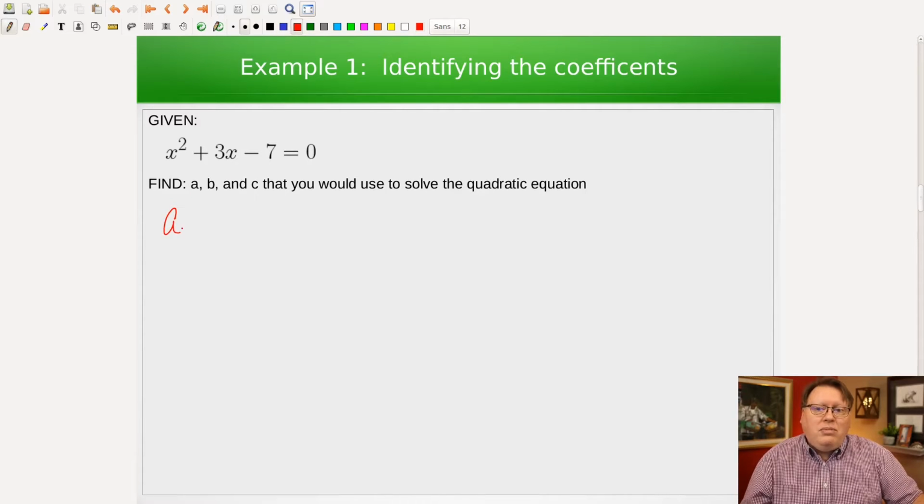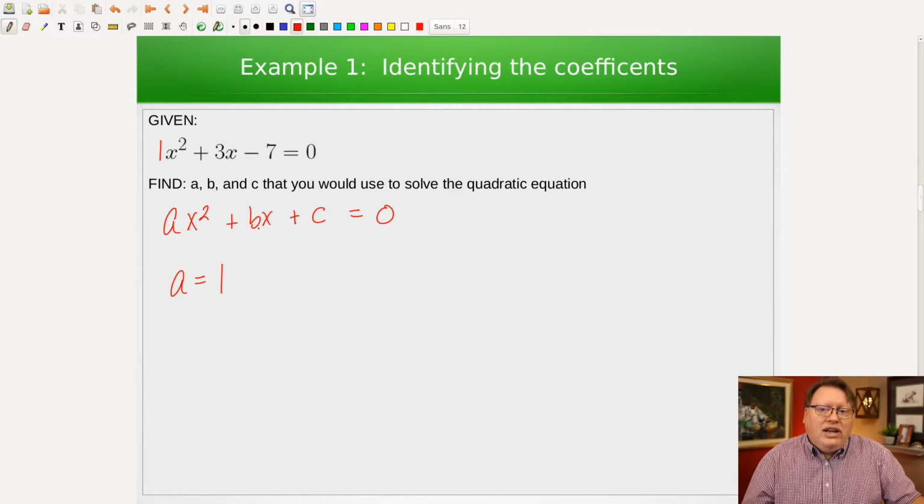We know the form of the equation that it solves is ax squared plus bx plus c is equal to 0. So if I compare this to what I've been given, I'm going to look at the first term, and the coefficient in front of the x squared term in this case is a 1. It's not written, but it's understood to be 1. So in this case, our a is equal to 1.